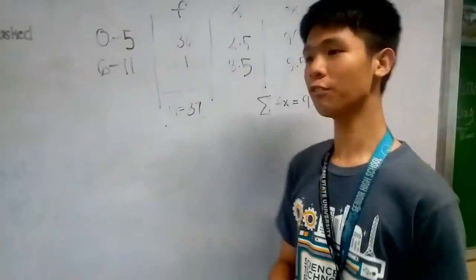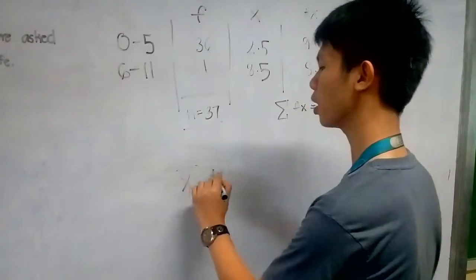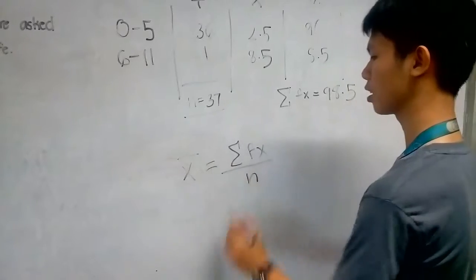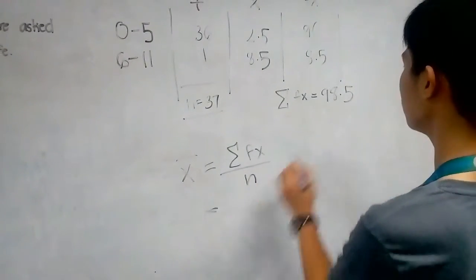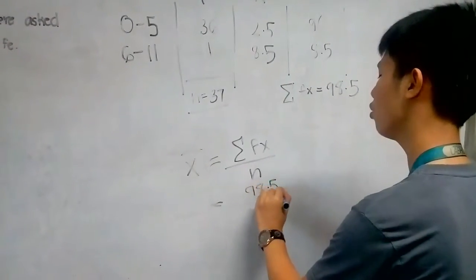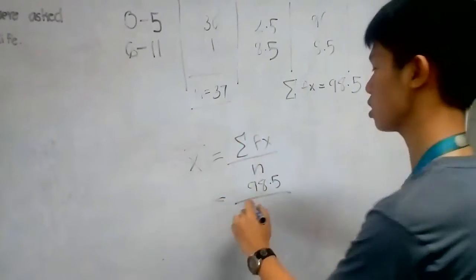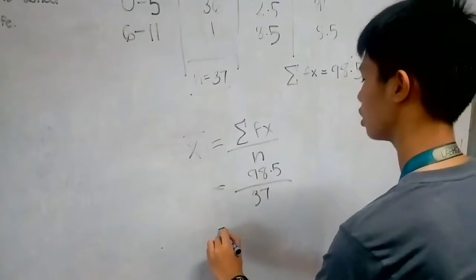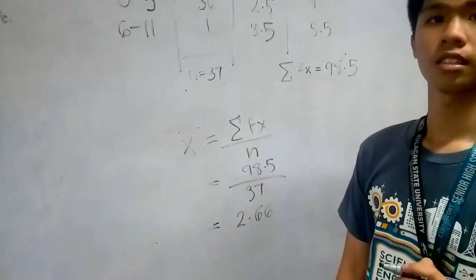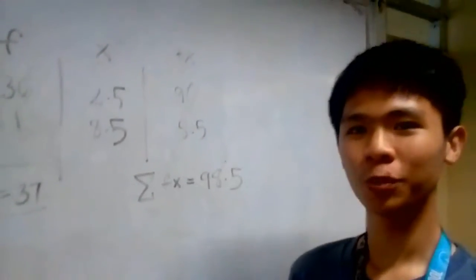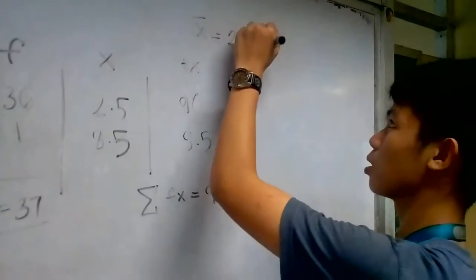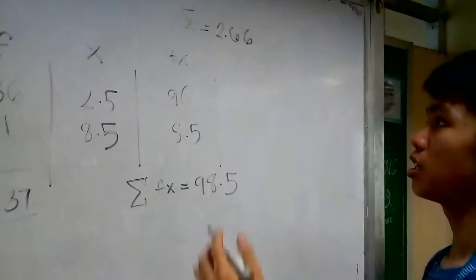Now we will compute for the value of the x bar. So x bar is equal to the summation of fx over n. We already know that the summation of fx is 98.5 over the total number of samples, which is 37. So the answer is 2.66. Now that we know the value of x bar, which is 2.66, we can continue our table.